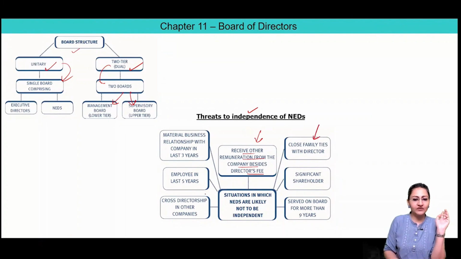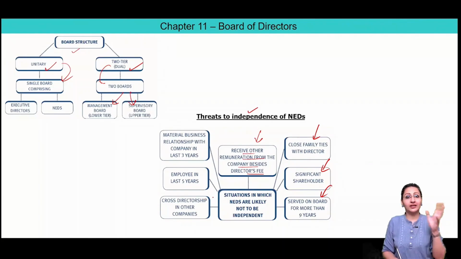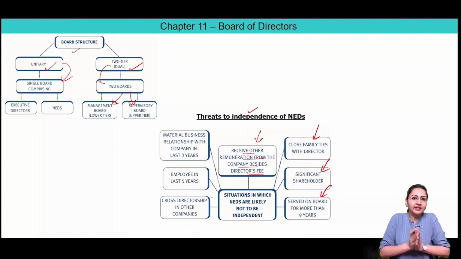The NED holding a close family tie with the directors of the company, other directors. The NED being a significant shareholder. The NED being on the board for more than 9 years. So a lot of familiarity with the company. That will be the threat.